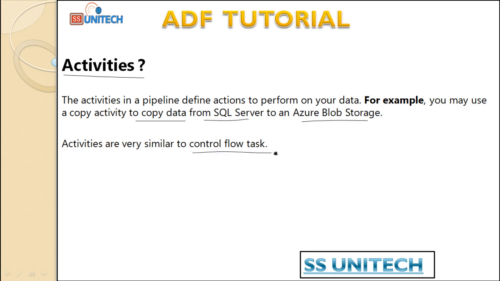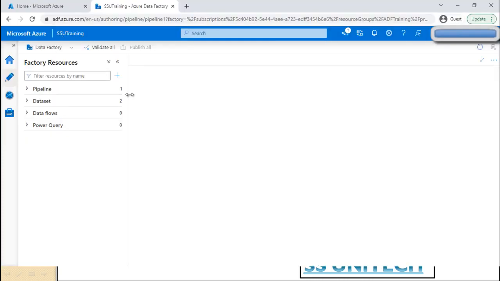So let's go to the portal and try to understand in practical. This is the ADF that we created in the previous video, SSU training. We are under this, and here you can see the Author tab. Inside this Author tab, we can see the options for pipelines, datasets, data flows, and Power Query. In this video, we are going to focus on the pipelines only. In the pipelines, we already have this pipeline, so we can ignore that.